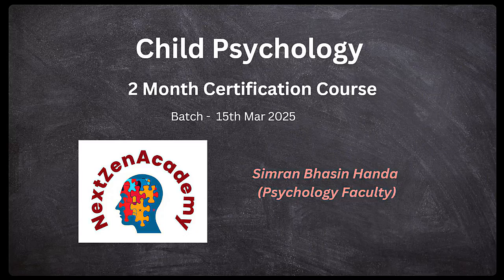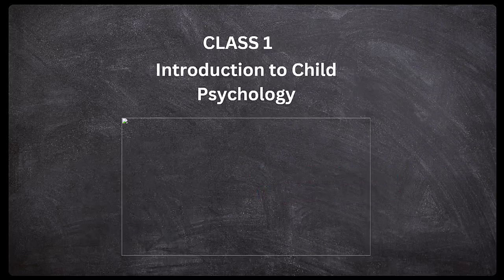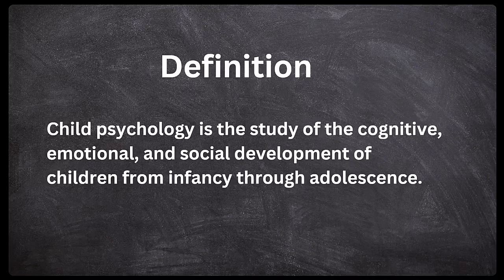What do you understand by child psychology? And meanwhile, let me switch to our next slide, Class 1: Introduction to Child Psychology. Okay? So we are on introduction to child psychology. Let us understand the definition of child psychology. Child psychology is the study of cognitive, emotional, and social development of children from infancy through their adolescence.